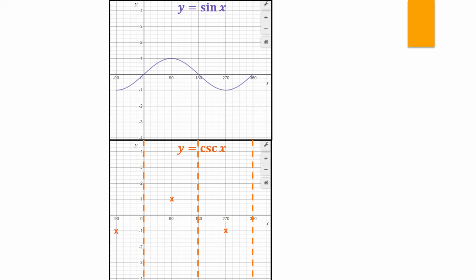Now, our maximum stationary points on our sine x curve will become minimum stationary points on our cosecant of x curve. And our minimum stationary points on our sine of x curve will become maximum stationary points on our cosecant of x curve. So we can then complete the graph using symmetry. And you can see that the curves are inverted and are never going to touch the asymptotes.